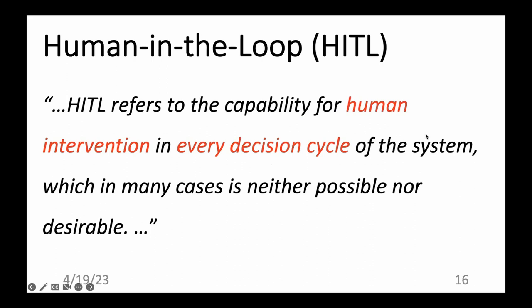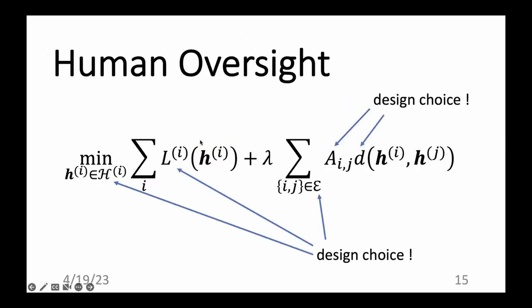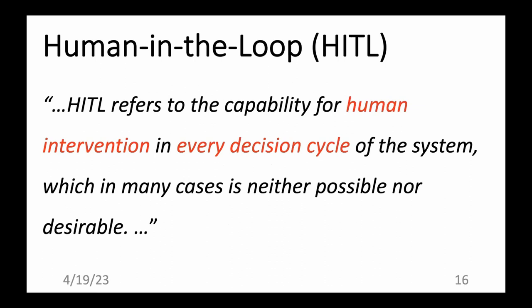Okay. Then there is this concept of the human in the loop, which refers to the capability for human intervention in every decision cycle of the system, which in many cases is neither possible nor desirable. So why is this sometimes not possible? Well, a decision cycle could mean a gradient descent step, for example, a gradient step to improve the weight vectors, the parameter vectors for the hypothesis maps. And these gradient descent steps run at very high speed, within a few microseconds. That's why it's not possible to have a human checking each gradient descent step. Because after all, that's why we have machine learning methods for that. We do not have to find the best parameter vector using pen and paper, but have some gradient descent method. So in this case, it's not possible.